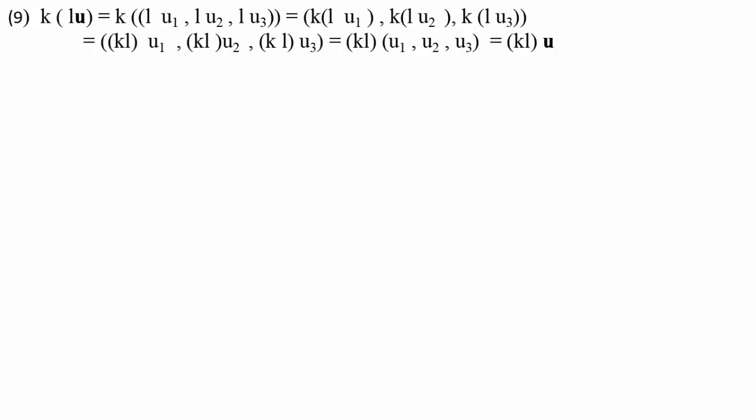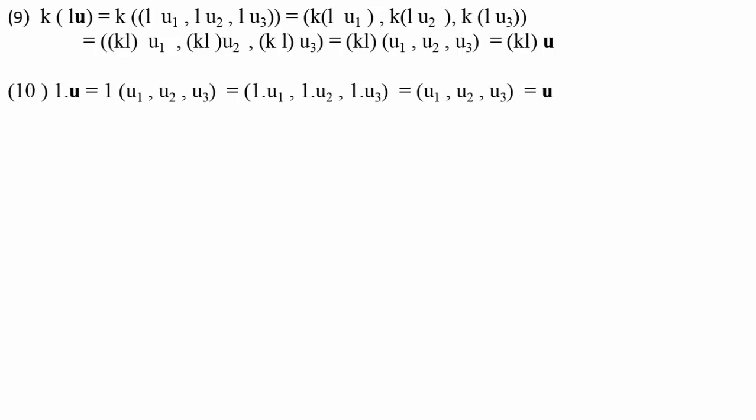And in the set of real numbers, multiplication is associative. That is, (a into b) multiplied by c is equal to a multiplied by (b into c). By that rule, k(lu1) equals (kl)u1, and so on, giving (kl into u1, kl into u2, kl into u3). By the definition of product, it can be written as kl into (u1, u2, u3), which is nothing but kl into vector u. Thus, k into (lu) equals kl into u. Axiom 9 is satisfied.